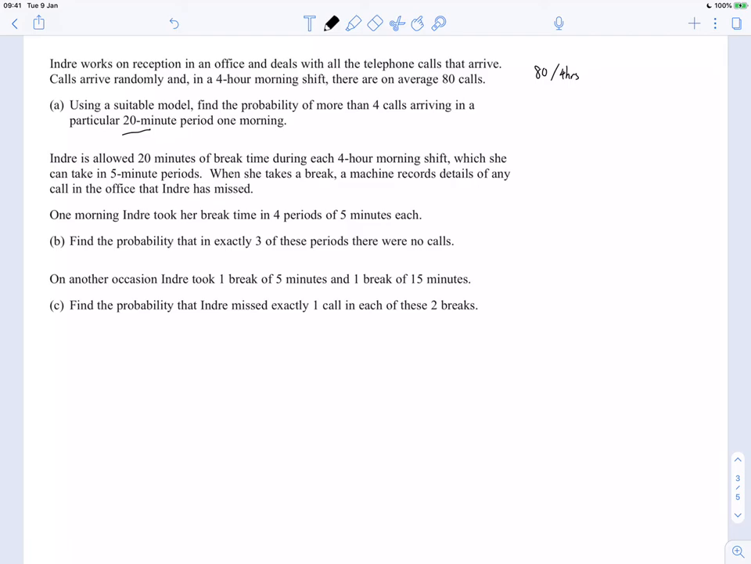Okay, so the question is, if it's 80 per 4 hours, what's the rate going to be per 20 minutes? Well, 20 minutes is a third of an hour. So if I do 4 divided by 4 to get 1 hour, and then divided by 3 to get 20 minutes, that must mean I've divided by 12. So that means the rate must be 80 over 12. And 80 over 12 is 20 over 3. So that means we have a Poisson distribution of 20 over 3 in a 20-minute period.